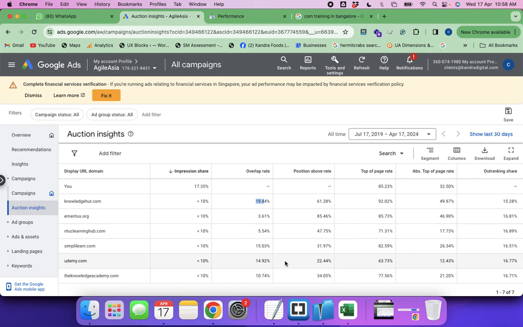Okay, so you all understood what position above rate is. In simple terms, for the same set of keywords, we know the same set is 19% overlap and 3% or 4% overlap here. For those 4 keywords, 85% of the times it's in the top, and only 15% of the times Agile Asia is in the top. Anybody has questions here?